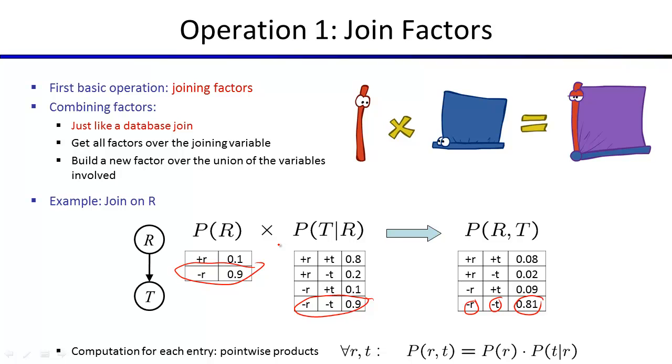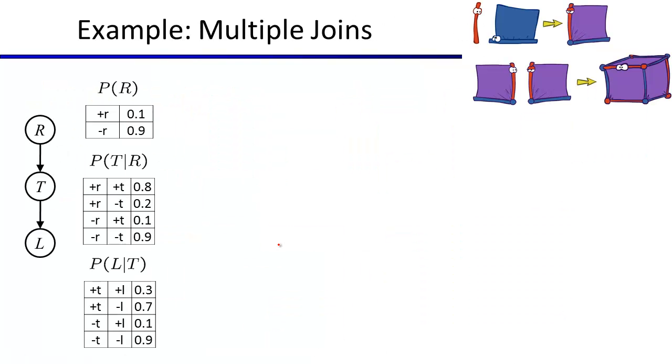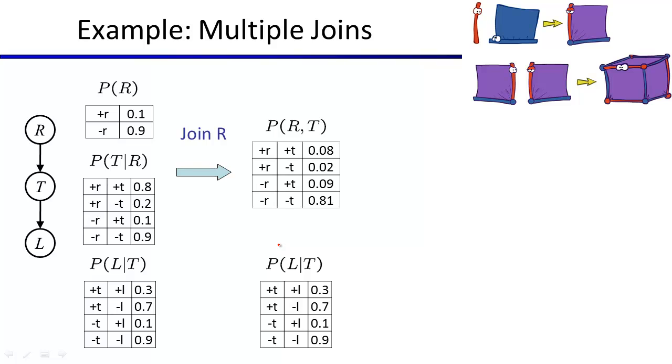If we think back to what we did to do inference in the rain traffic late network, we had two joins because we wanted to join together all three of them. So that's possible too. You can join more than one factor together. So let's start with the first join, which we already did, after which we have a factor over R and T, which happens to be the joint, but it doesn't really matter what it is. And then we still have the original conditional for L given T. We can repeat the join operation.